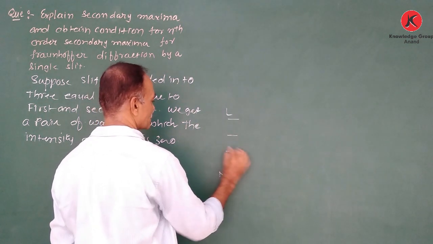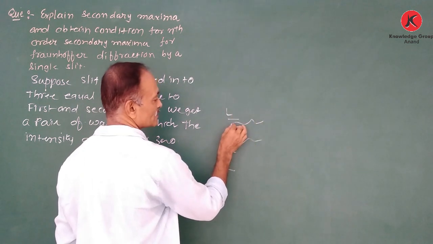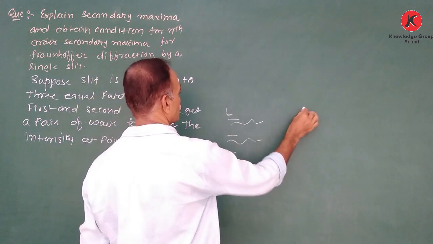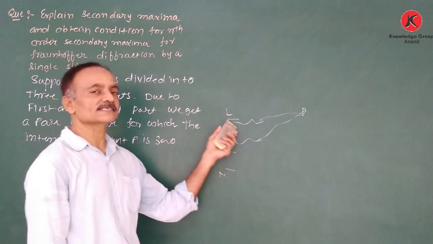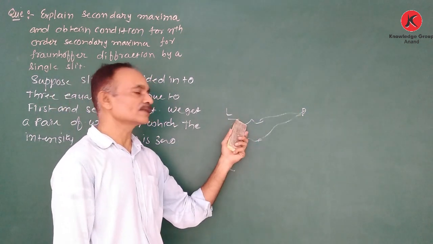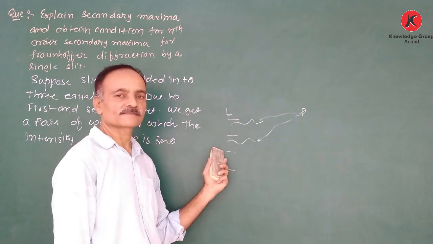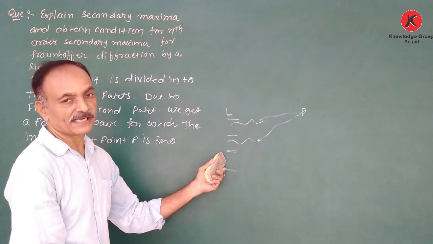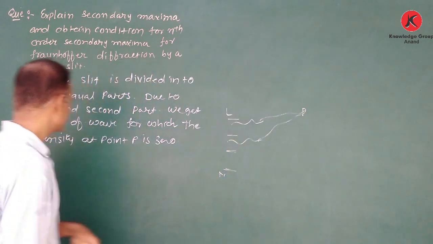Here there are three equal parts. The waves emanating from this part and this part give us a pair of waves. These two waves are superposed at point P, and both cancel the effect of each other. Therefore the intensity at point P due to this type of pair of any two parts of a slit is 0. But due to the waves of the third, remaining part, we obtain the intensity at point P.